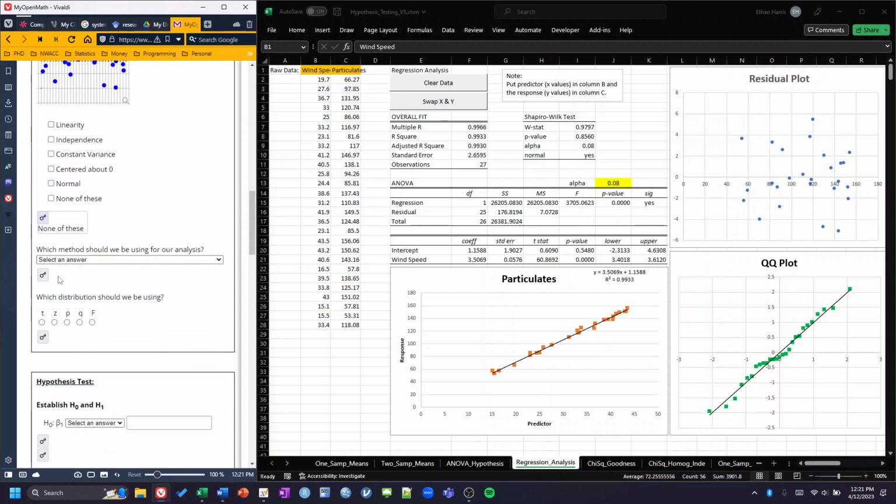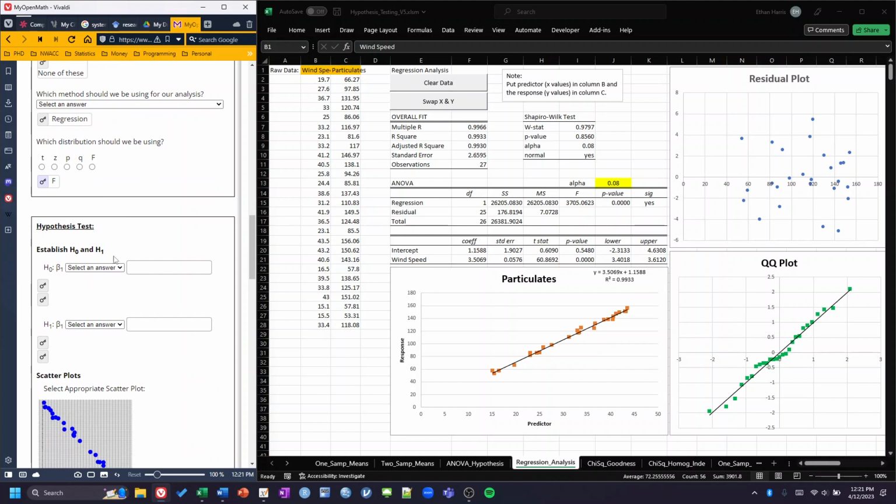The method that we should be using for our analysis is going to be regression. And so the distribution that we're going to be using is an F-test, just like we were doing in ANOVA. Okay, so let's go down and let's look at our null and our alternative hypothesis. So the null hypothesis is that beta 1, which is the true slope, is going to be equal to 0. There's no relationship. And then for the alternative, we think that there is a relationship. So we're going to say beta 1 not equal to 0. All right, so those are our null and alternative.